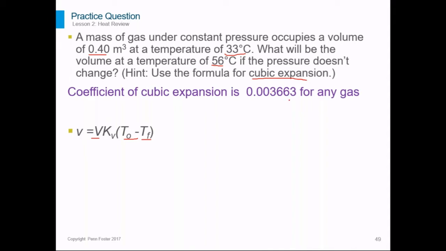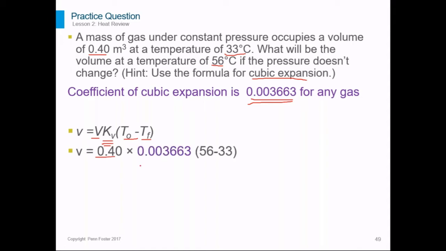For cubic expansion, K is always this number for a gas. So with solids, it could be lots of different numbers. There's a table for it. With liquids, remember we got those three numbers before, and we said those are the only ones we'll need for liquids for this class. And for gas, it's always going to be that number. So we just plug those numbers into that formula.